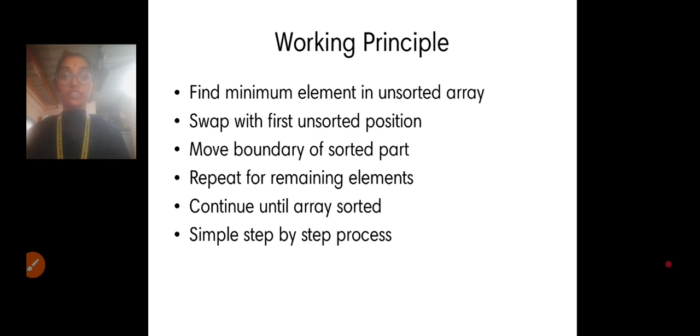Working principle of selection sort. Find the minimum element in the unsorted array. Swap with the first sorted position. Move the boundary of the sorted part. Repeat for remaining elements. Continue until the array is sorted. It explains a simple step-by-step process.